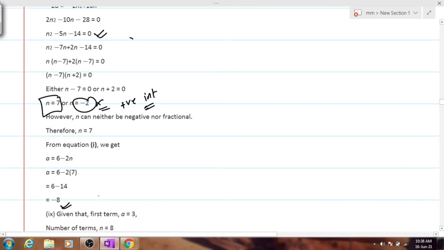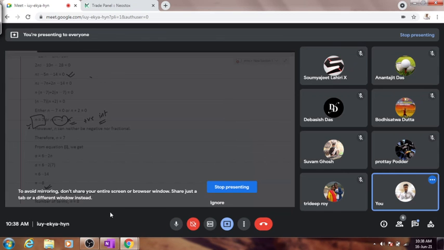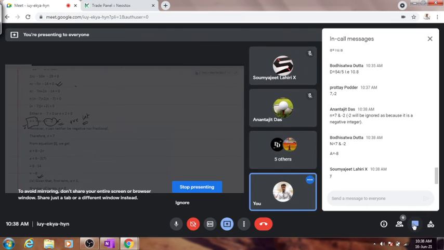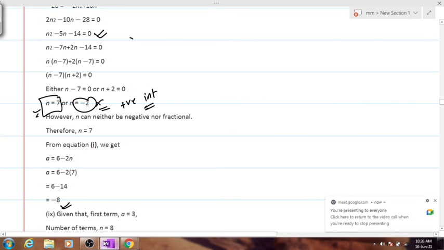Has everyone got minus 8? Just substitute n in equation 1. You'll get the answer for a as minus 8. Now did everybody understand this properly? Yes or no? Confirm. Confirm, yes or no? Very good. Can we move on to the next one?